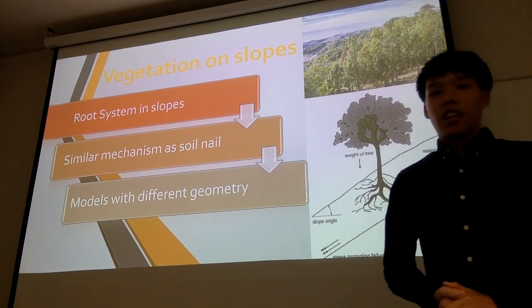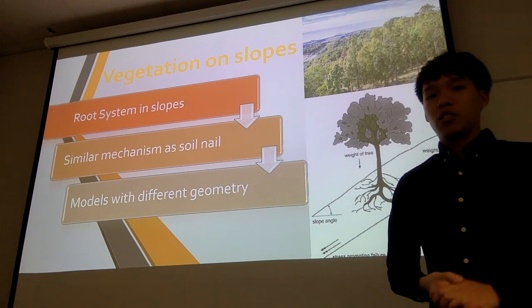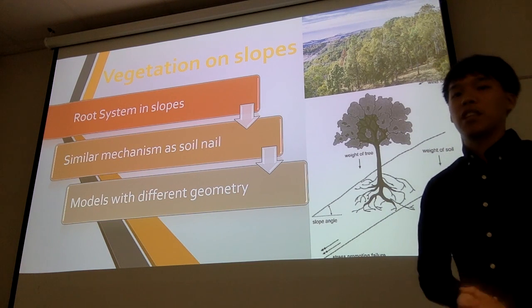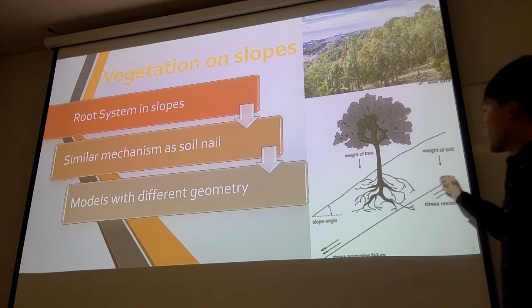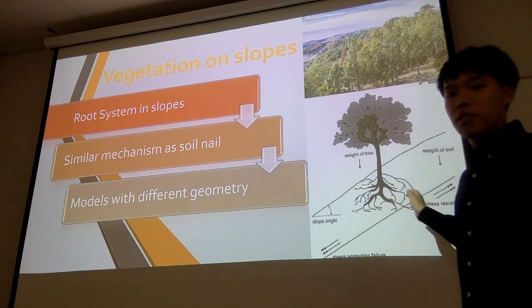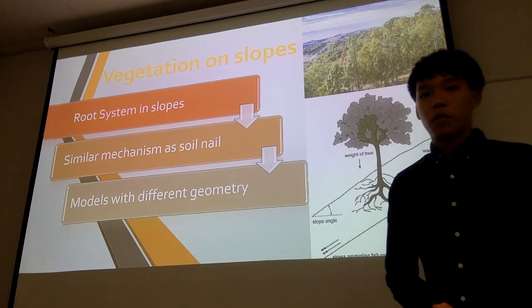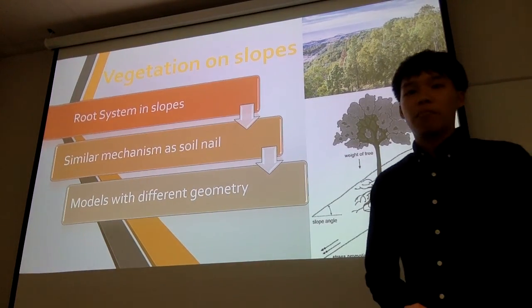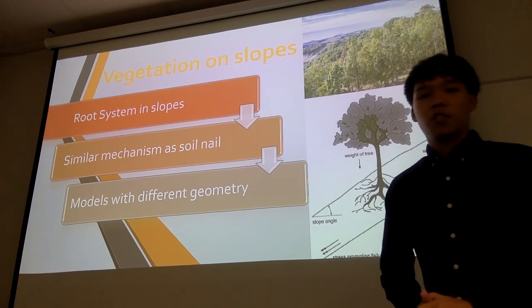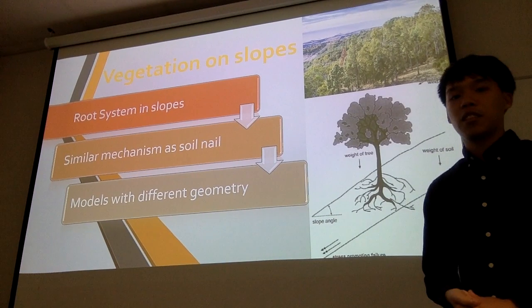Vegetation on slopes means embedding root systems in slopes, which has a similar mechanism to soil nails. We can see in this picture that the root system is growing in different directions with the roots embedded into the slope. The embedded roots act like the steel bars to enhance the stability of slopes.